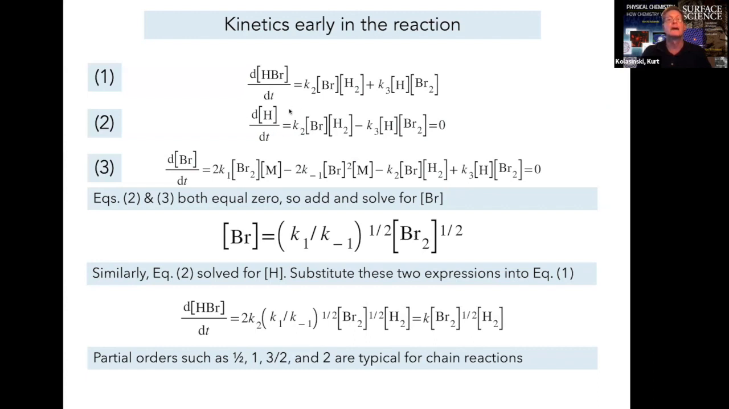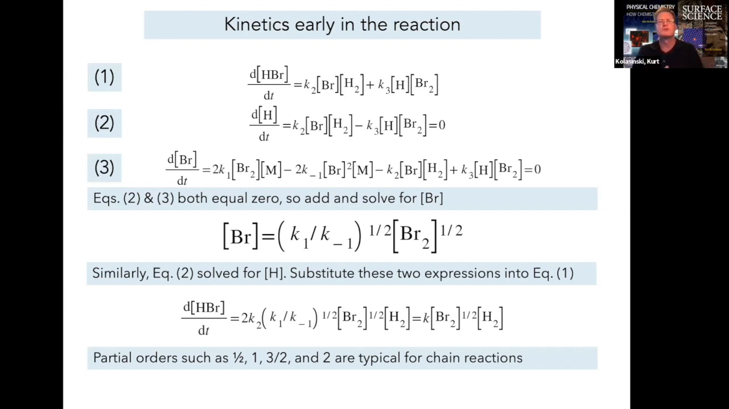Similarly, we can go back to the differential rate equation for H and solve for the hydrogen atom concentration at steady state. We'll now substitute these two expressions in for the atom concentrations, which gives us the final differential rate law for the hydrogen bromide concentration and how it changes with respect to time. And what we see is that we get a rate constant times the bromine concentration raised to the 1/2 power, and it's first order in H2 concentration.